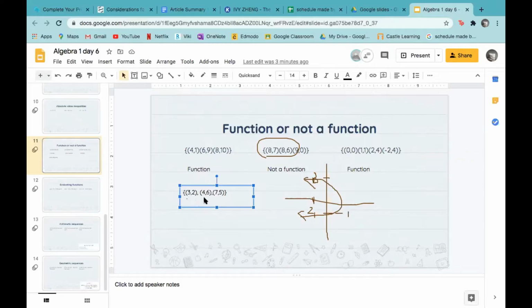So let's go back to this. Which one is this? Function or not a function? Function. Right. I guess the easiest way to think of it is that if the domain has fewer numbers than the range, then it's most likely not a function.